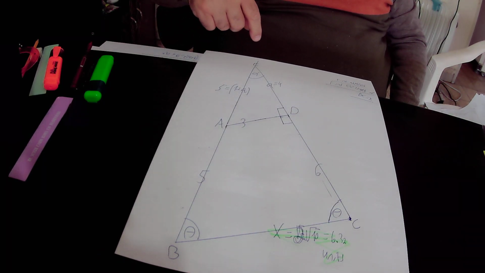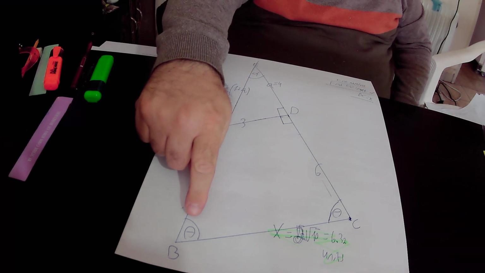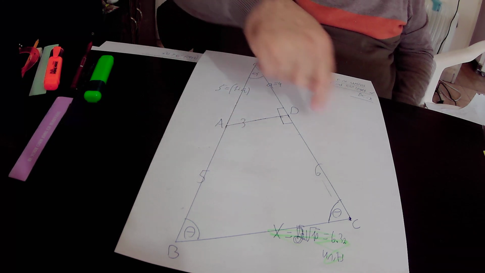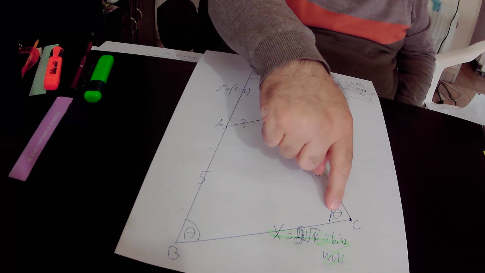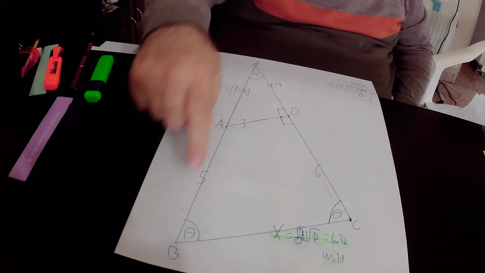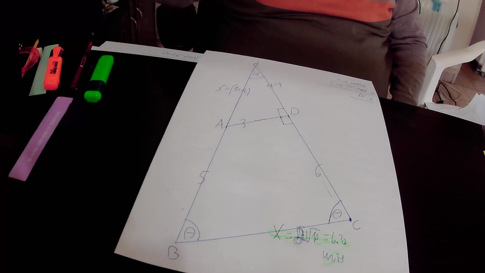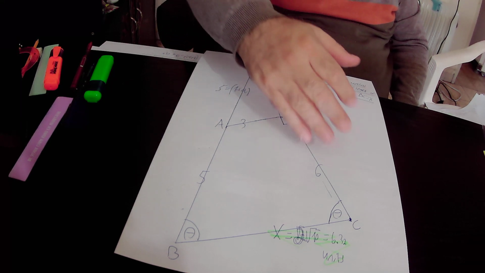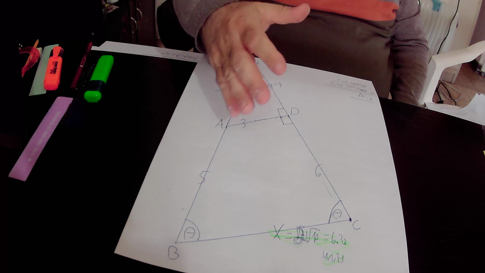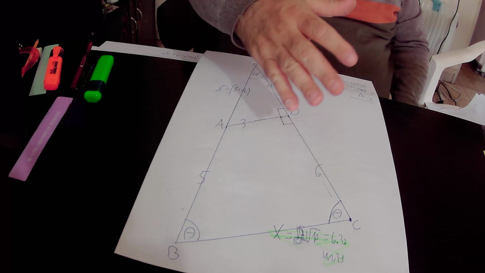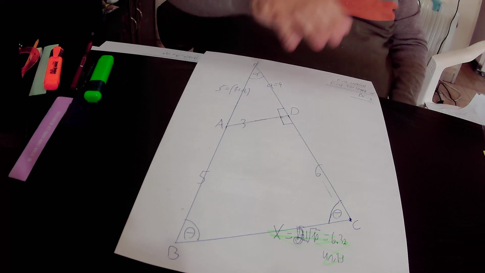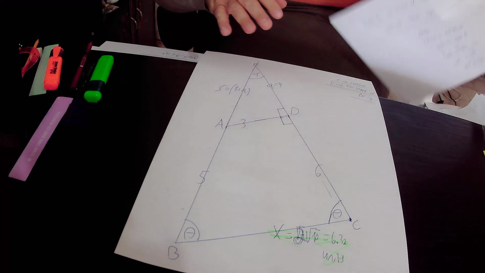So, in front of this angle, angle theta, we have side EC. In front of this angle, angle theta, we have side EB. And according to rule number 1, side EB must be equal to side EC. Why? Because those two sides are located in front of equal angles, therefore they also must be equal to each other. Why? Because in front of equal angles in the triangle there are equal sides.